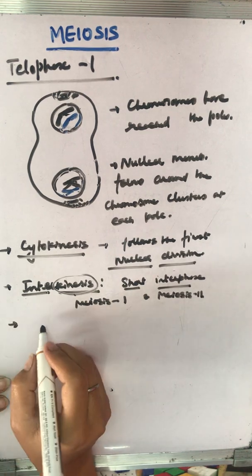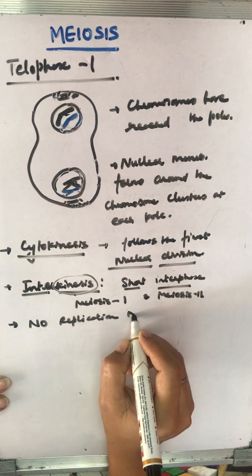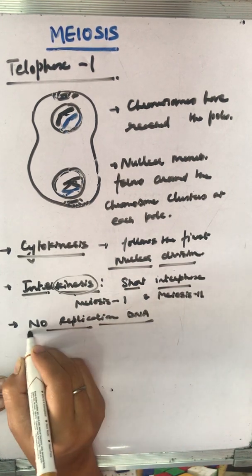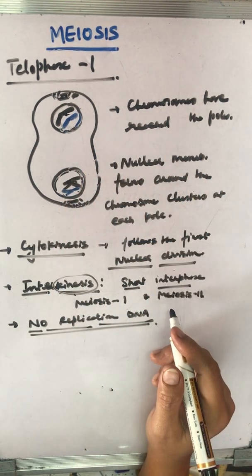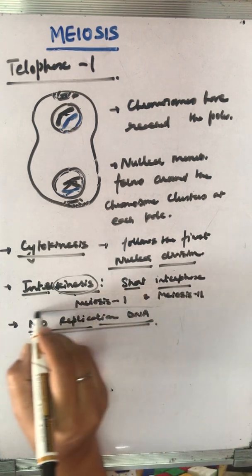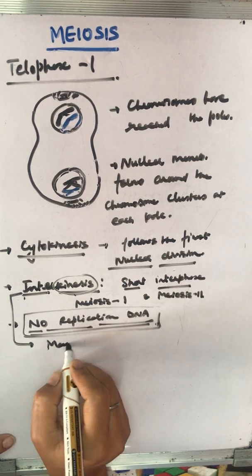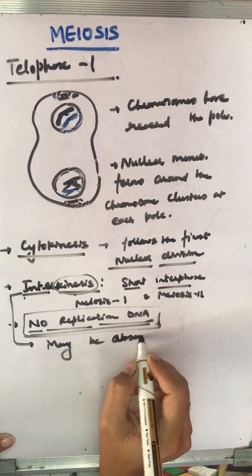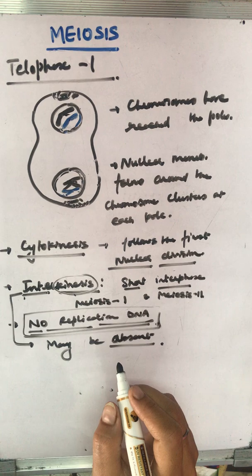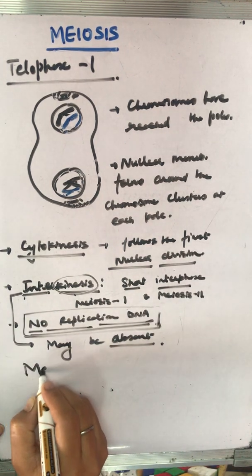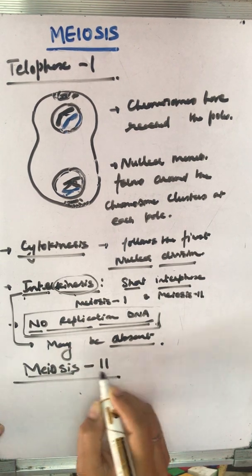So what happens here? Here keep in mind, no replication of DNA, because we are dividing the material and this is only getting copied. So no replication of DNA, and sometimes this interphase can be missed out. It may be absent. So not necessary that it has to be present. It may be absent, and then begins with the Meiosis 2. Then Meiosis 2 starts from here.